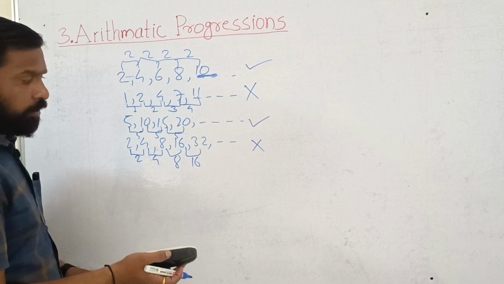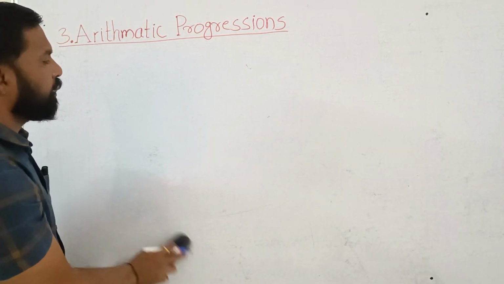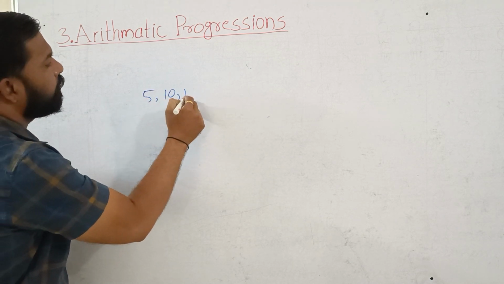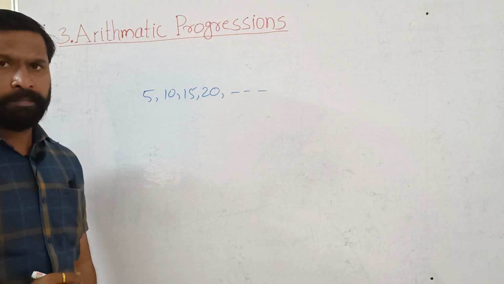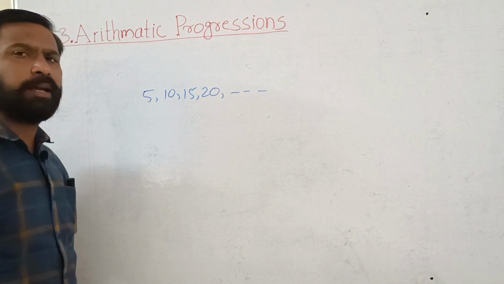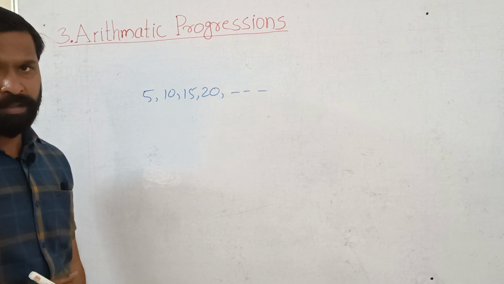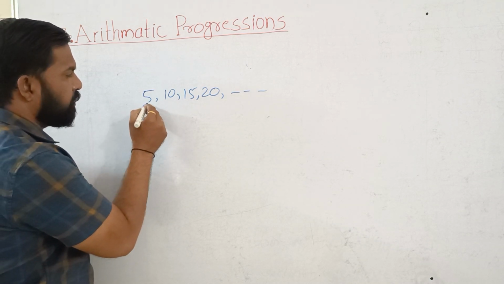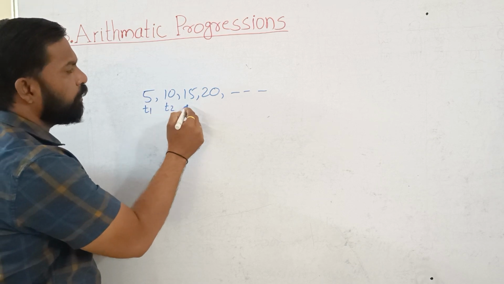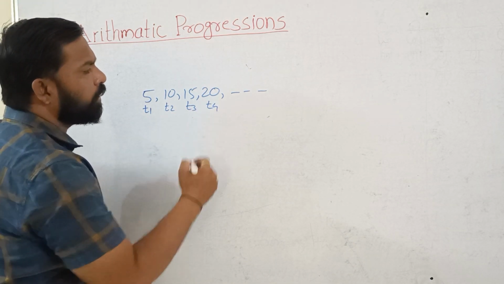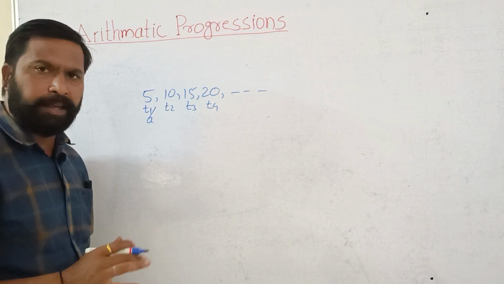What are we doing to find the difference between the terms? I will write one more example, 5, 10, 15, 20. If I want to find the difference between them, what am I doing? I am saying the difference is 5. But how you find that 5 is more important. I am subtracting. As this is the first term, it can be called T1. This is the second term, T2. Third term, T3. Fourth term, T4. The first term is also represented by A.